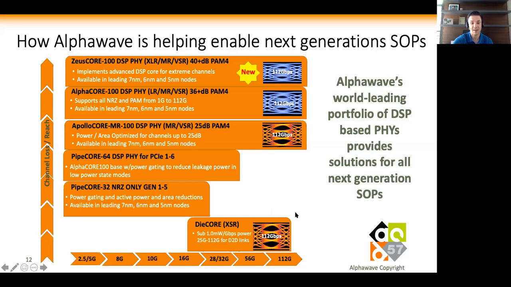But we also have enabled an XSR SerDes that can generate 112 gigabit per second data traffic below a picojoule per bit and drive terabits of information within a package at a very low latency and consuming a small amount of silicon. So we are here to enable the next generation of IC as well as the next generation system on package.